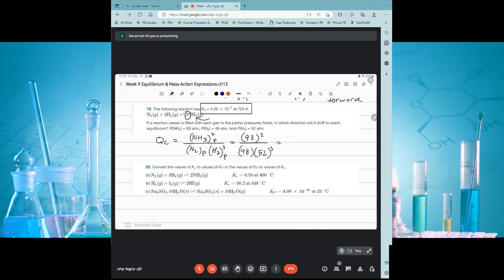And so on top it'll have 8,649 divided by 6,749,184. So that's going to be around 6 million. And so dividing those out, we will get a value of 0.00128. And that is a very, very small number, but the Kp value that it gave us is a lot smaller. And so this value will be larger than the Kp value of 4.5 times 10 to the negative 5. And so because it is a lot larger than the Kp value, that means it'll be acting in the reverse direction.